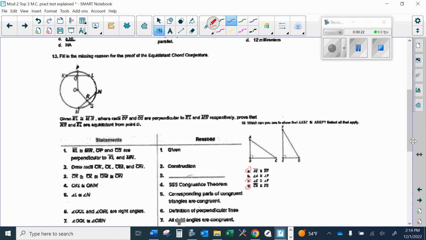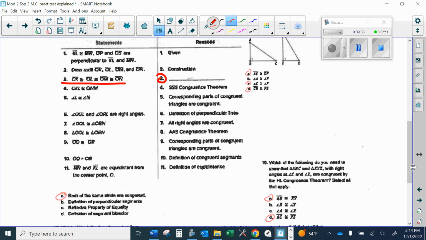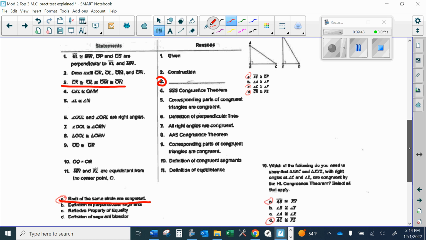Next, on 13, all you're doing is filling in what allows you to say this. Well, those are radii. Those segments are here, so the answer is radii of the same circle are congruent. All radii are congruent of the same circle. Okay, so there's their whole proof, but all you gotta do is fill in that one.